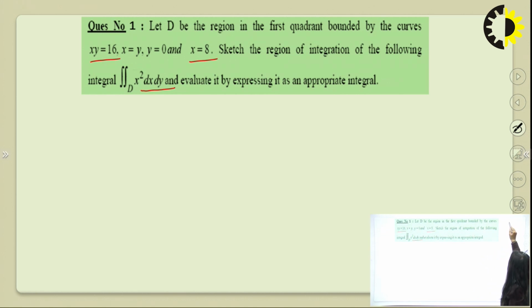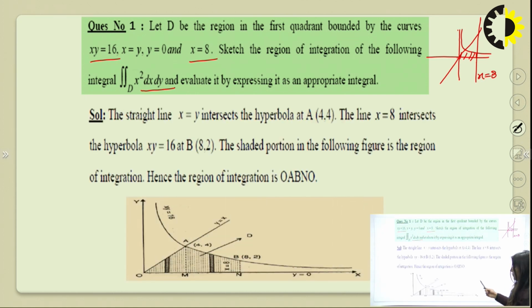So for the trial, I will draw this here: x-axis, y-axis. Now draw x y is equal to 16, the curve like this. This is the line x is equal to y, and y is equal to 0 is the x-axis, and x is equal to 8, this is the line x is equal to 8. So this is the bounded region. This is the x y is equal to 16 curve, this is the y is equal to x line, and this line is x is equal to 8.